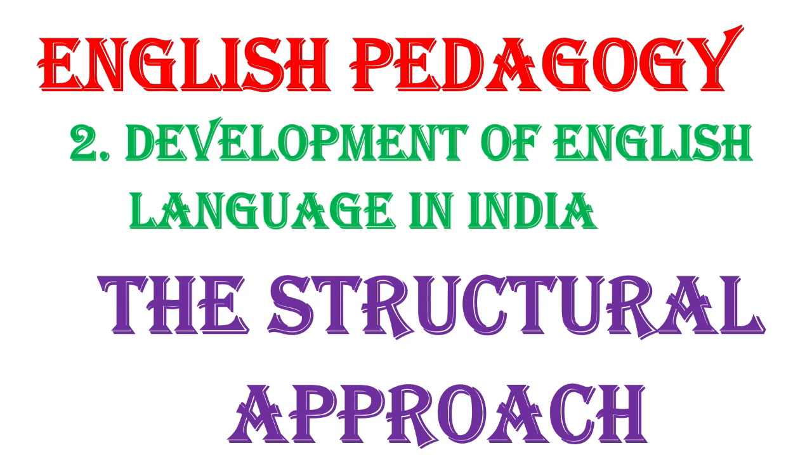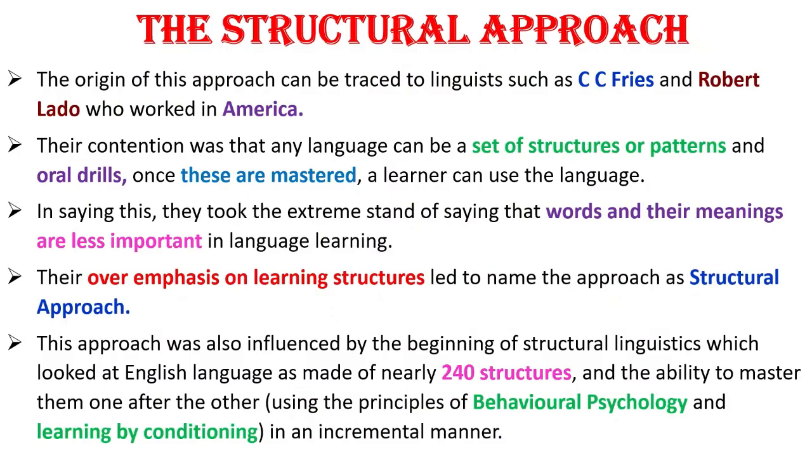So today we are going to discuss the structural approach. Today's topic is the structural approach. The origin of this approach can be traced to linguists such as C.C. Fries and Robert Lado, who worked in America. So the origin of this approach is two people. Who are they? Because of these two people, this structural approach originated. One is C.C. Fries and the other is Robert Lado. These two people are American linguists.